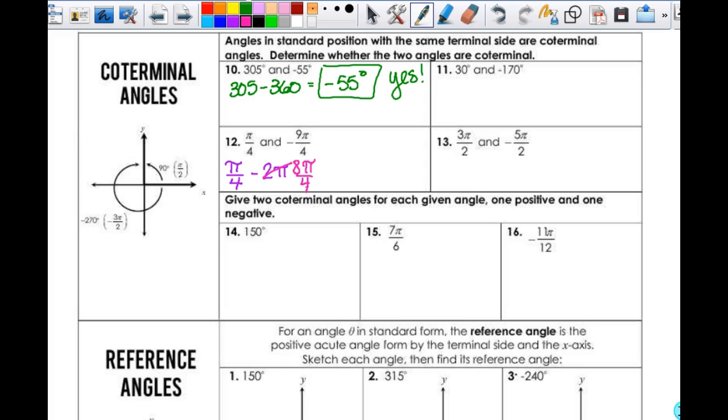So 2 pi is the same thing as 2 pi over 4. Does that make sense? Because if I reduce that, that's what I get. Wait, I think I said that wrong. 2 pi is the same as 8 pi over 4. I don't know what came out of my mouth. Because it needs to reduce back to 2 pi. So pi fourths minus 8 pi fourths is what? Negative 7 pi fourths.